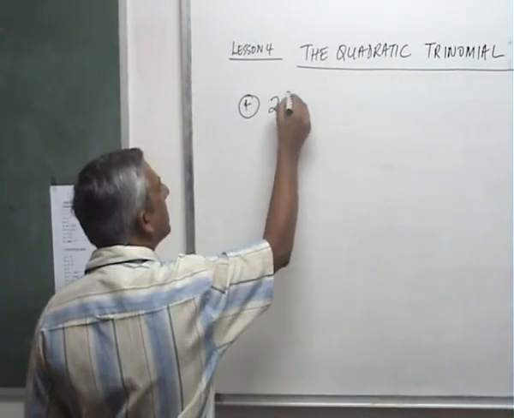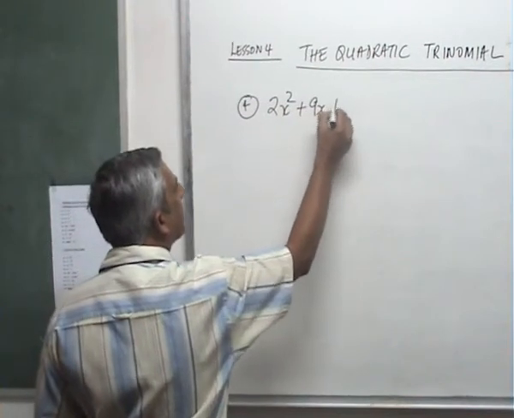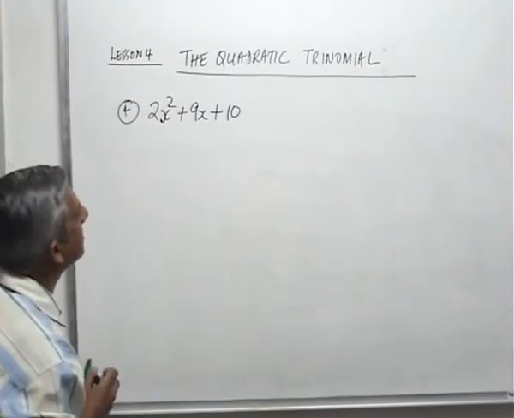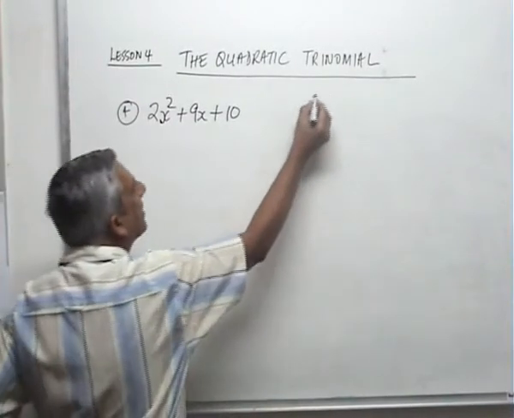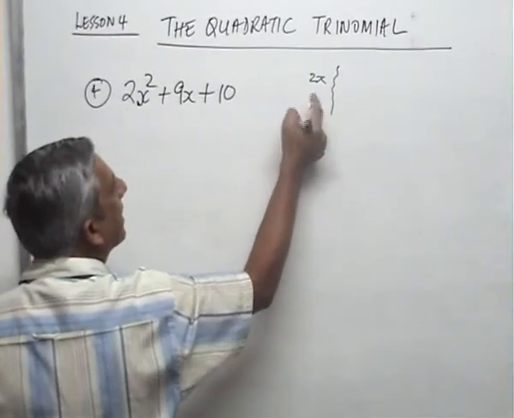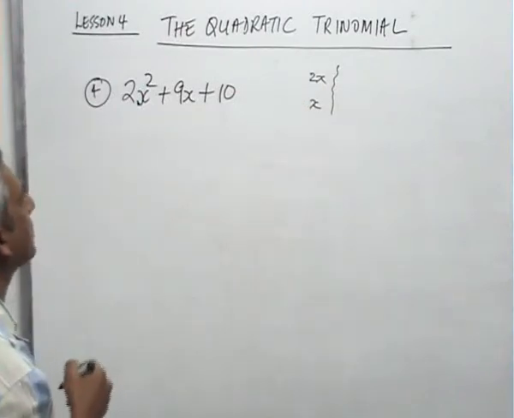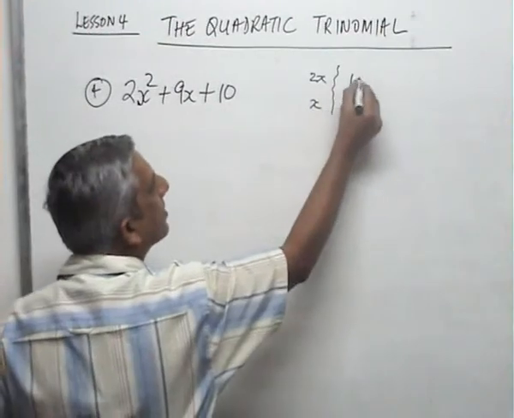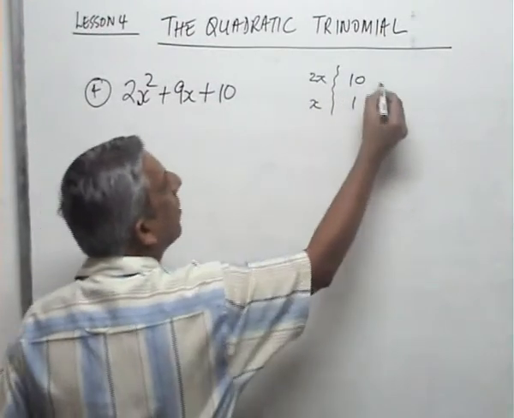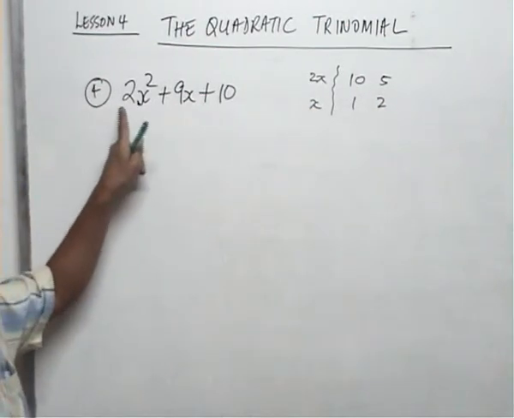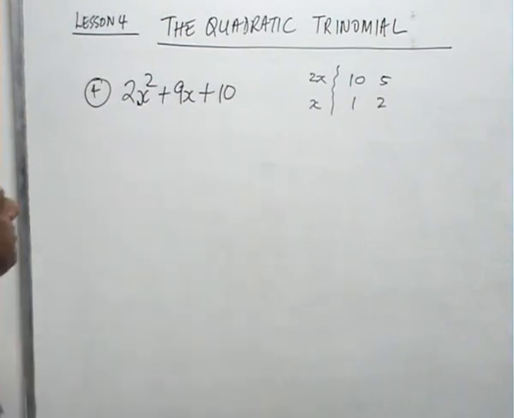Suppose I gave you this one, 2x squared plus 9x plus 10. It's slightly different from the others. Now what you'll do, you'll say, right, let's see now. 2x times x gives me 2x squared. So I finish here. Then I look at the 10. 10 times 1 will give me 10, or 5 times 2 will give me 10. I don't have to worry about negatives because everything is positive here.